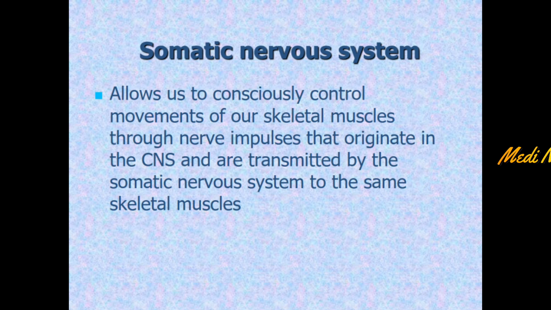So as we know, the somatic nervous system is a part of the motor nervous system. So the motor nervous system is involved in making responses to a stimulus. The somatic nervous system is the part which allows us to consciously control the movements of our skeletal muscles. That is, we can think and control or make a movement through our skeletal muscles. It is done through the nerve impulses which originate in the central nervous system and are transmitted through the somatic nervous system to the skeletal muscles.